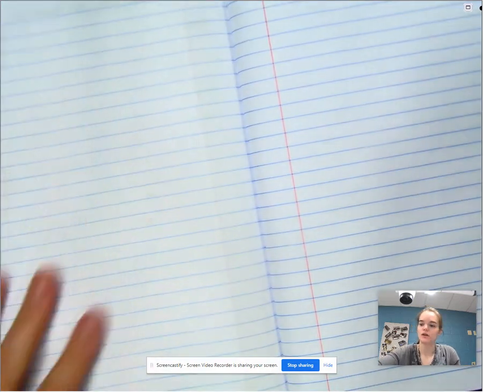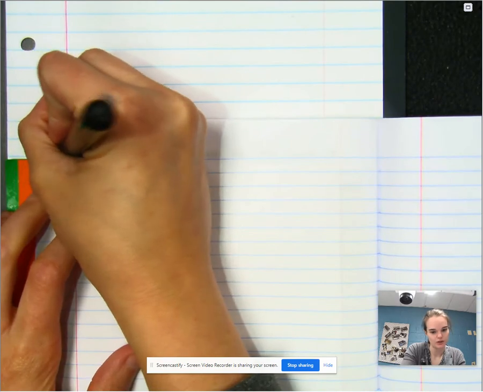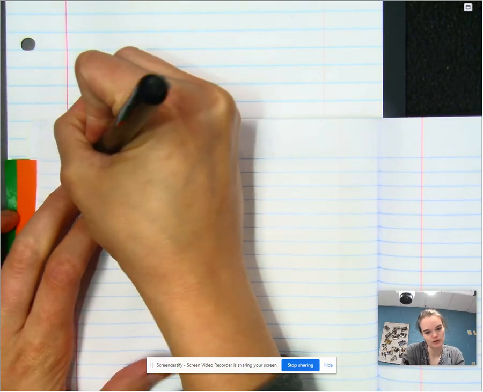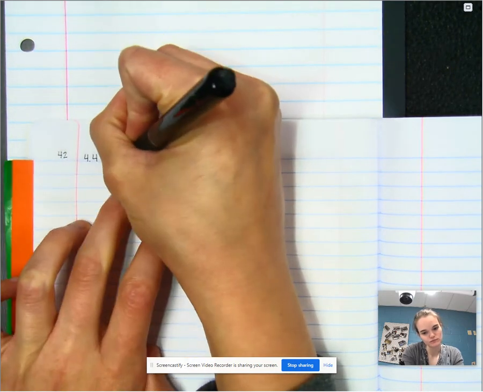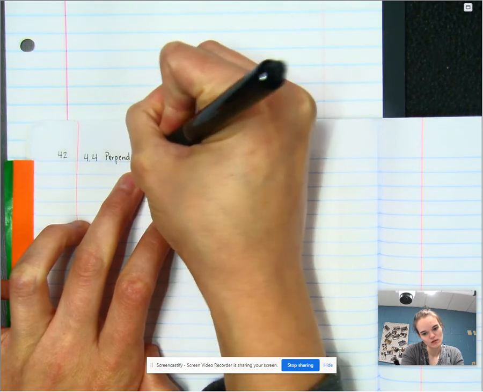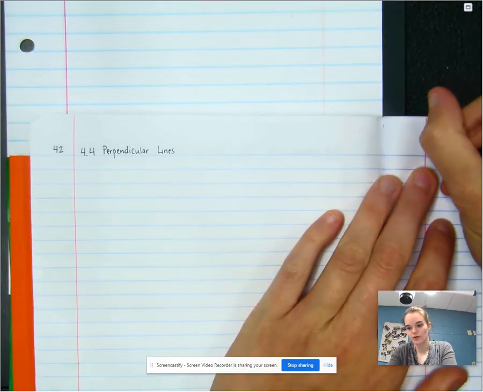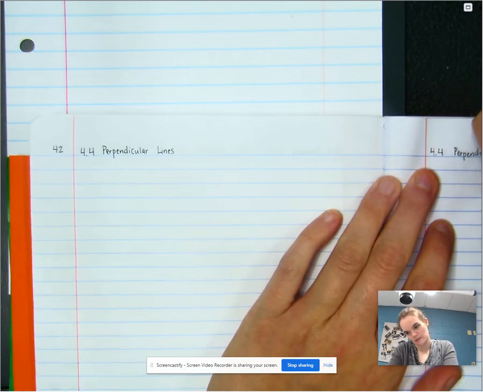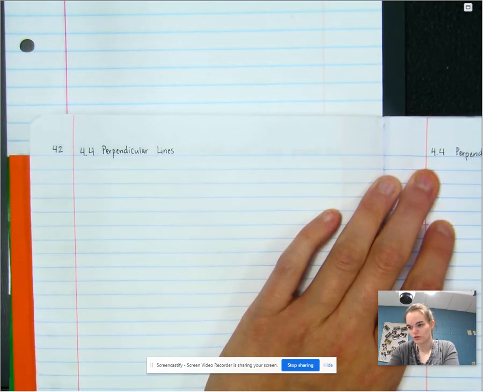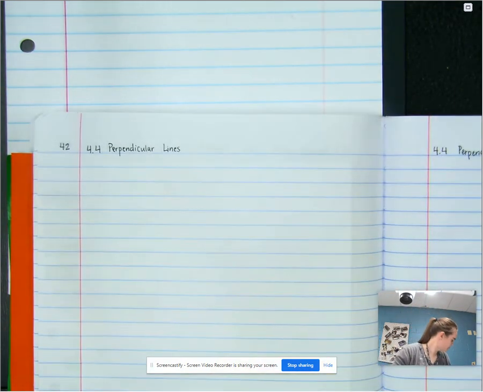Let's talk about how we construct perpendicular. On the next page, we're only going to do page 42. We'll do 43 later. For 42, go ahead and label it 4.4 perpendicular lines, and that is the title for 43 as well. Go ahead and label 43, but we're not doing 43 today. If you don't have a printer, you're writing on page 42. There's a little handout that goes with this, a little half piece of paper. You only need half of it.